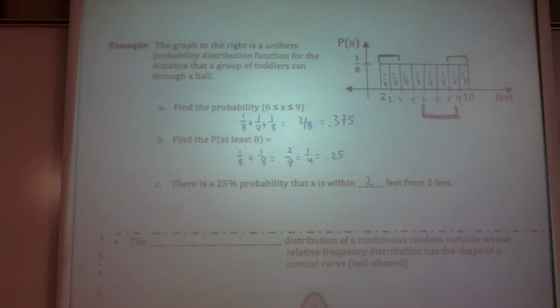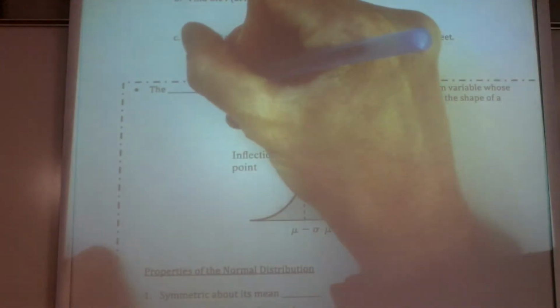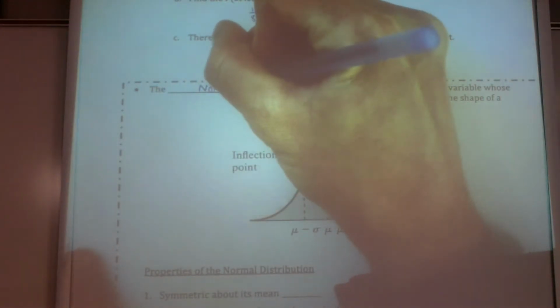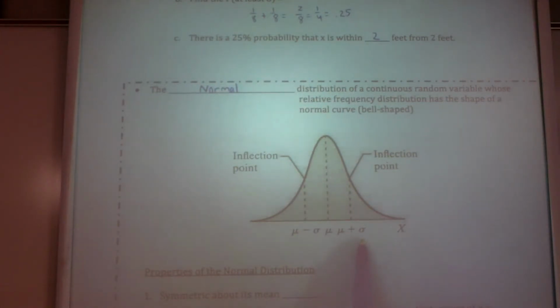Okay, so you have seen the normal distribution before. In 1030, you saw it, and I think you learned the magic numbers here, and hopefully you have that. But let's just talk about it real quick. The normal distribution is of a continuous random variable whose relative frequency distribution has the shape of a normal curve, or a bell shape. Now this curve peaks at the mean, that's the high point, and what we're going to do is measure how far it goes off base, the standard deviation.